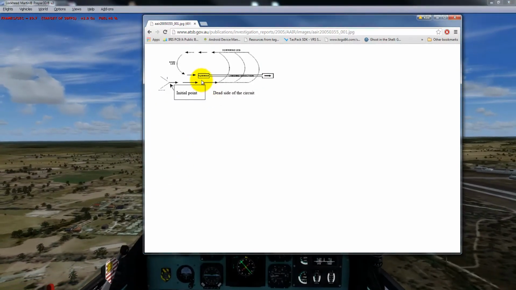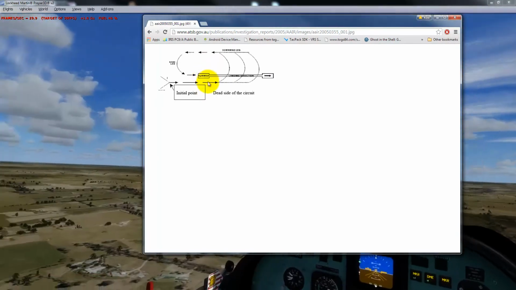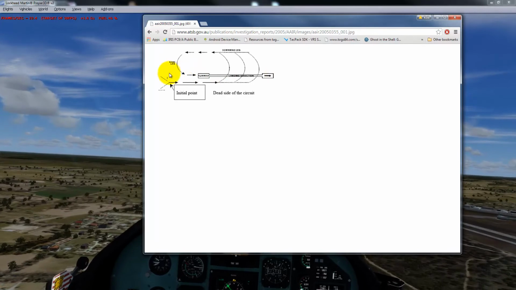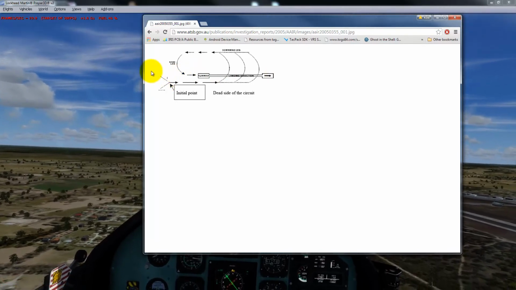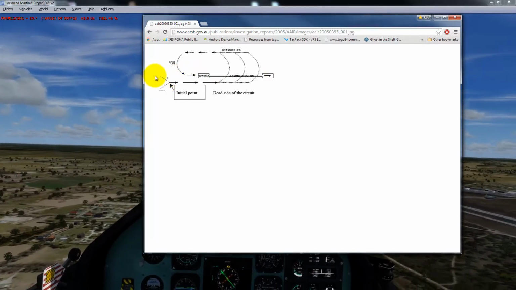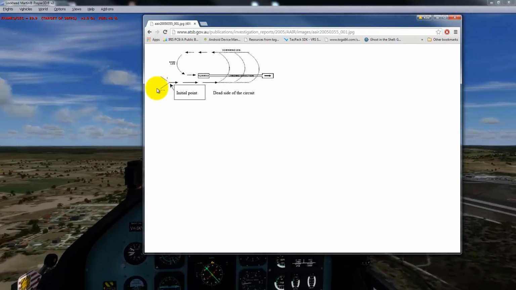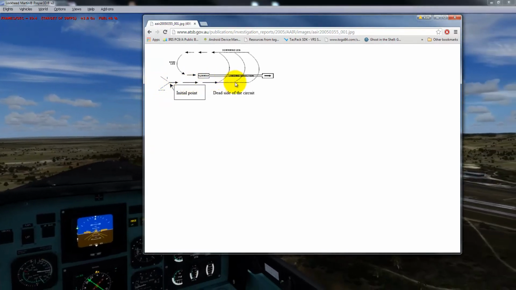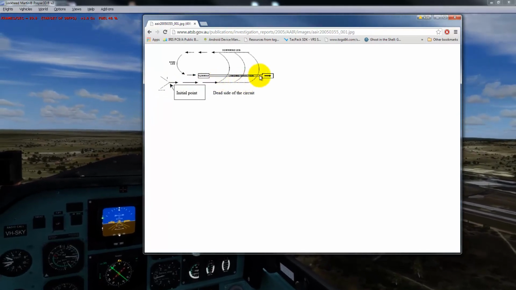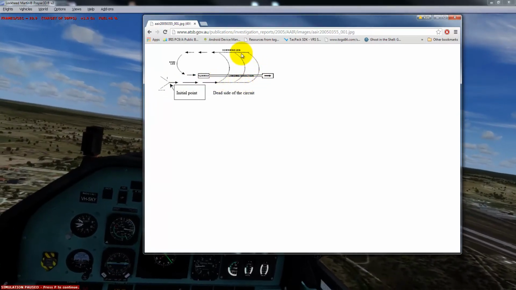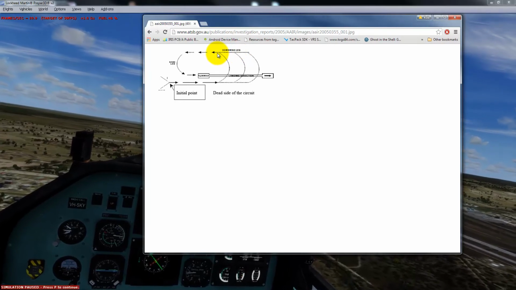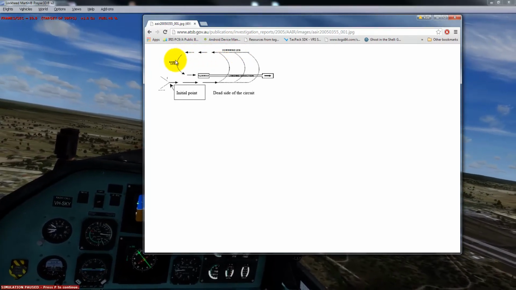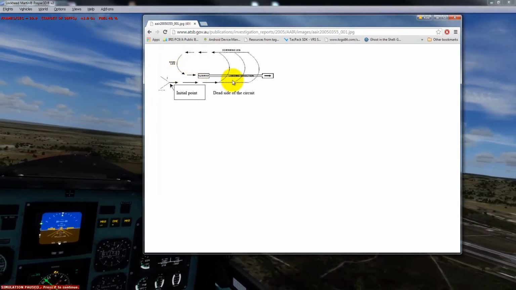Here we can see what is known as a standard initial and pitch. The idea of the initial and pitch is that you come down from an initial point, either right or left initial, join in and fly down the dead side of the circuit, break over the runway, join onto the downwind leg, and then immediately fly from there onwards as a standard circuit.